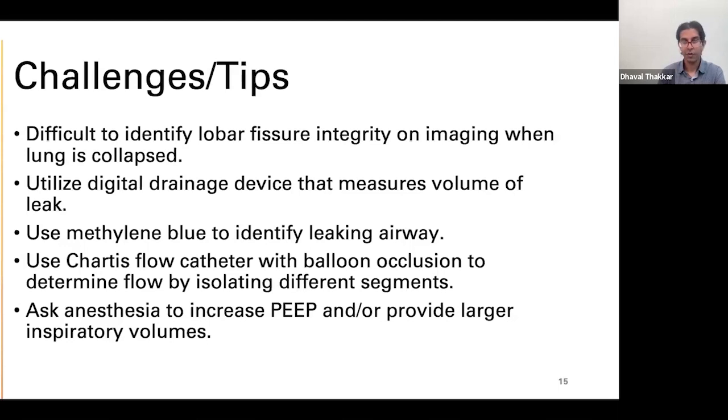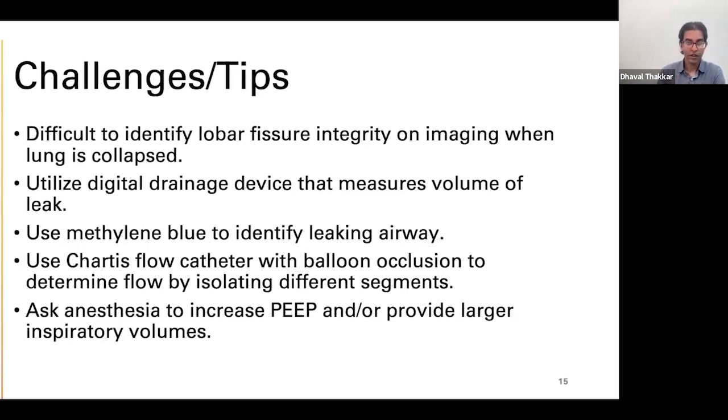We've used methylene blue historically, injecting it into a segment in the airways to identify the leak through the chest tubes. There's some data out there showing that you can use the Chartis flow catheter with balloon occlusion to determine negative flow in isolating different segments. So you keep the suction on, occlude the segment and measure the negative flow, and that can give you an idea of where the leak may be and help isolate the area that you want to block off with the valves.